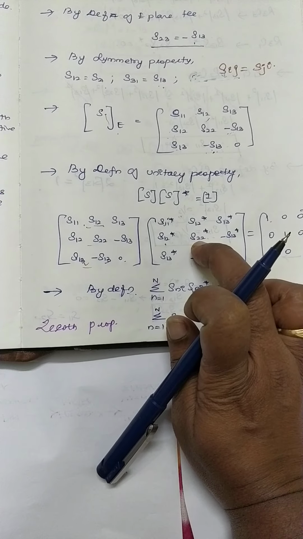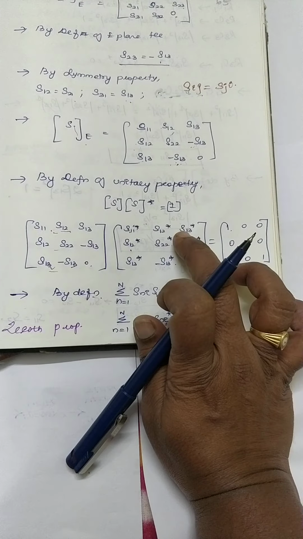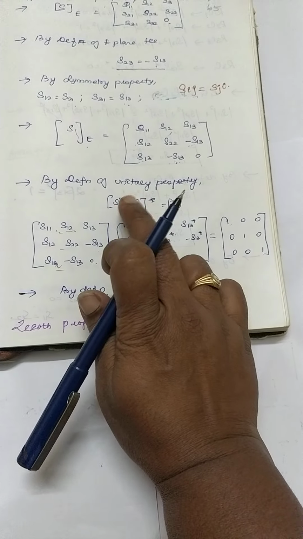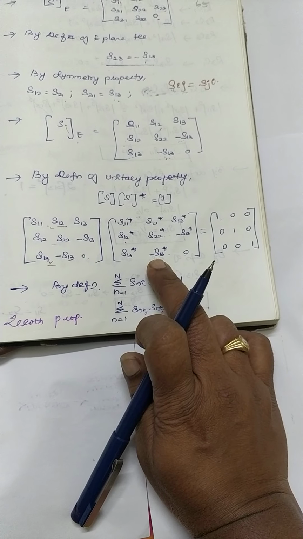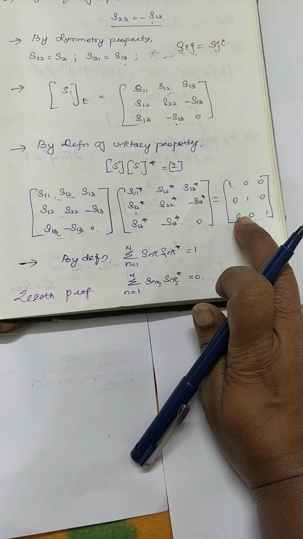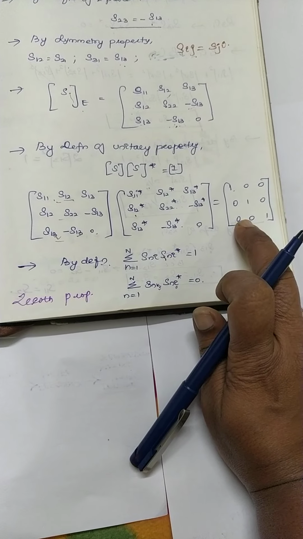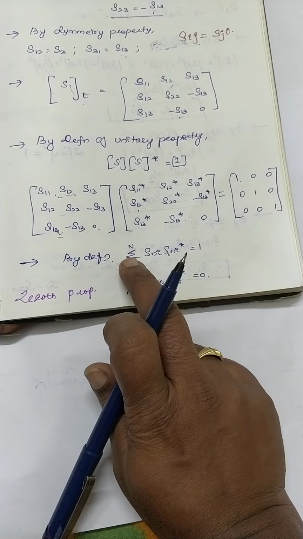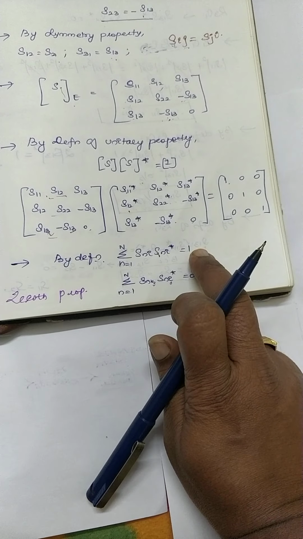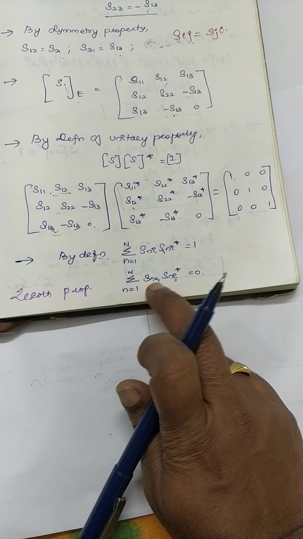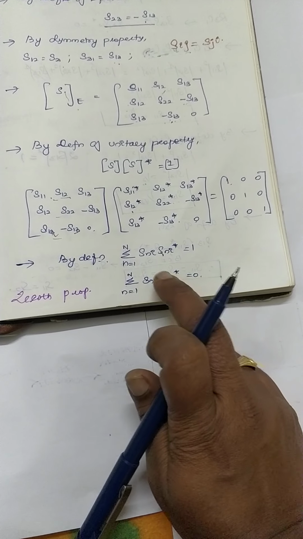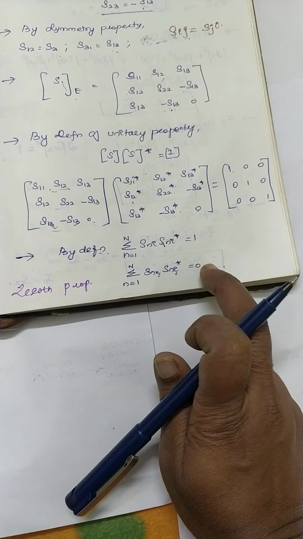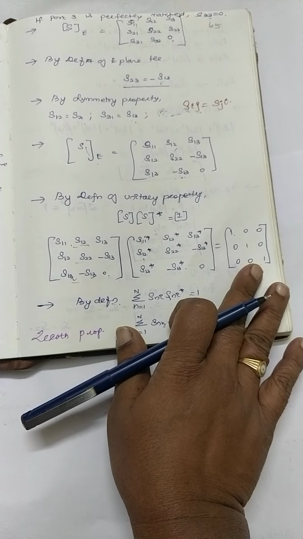Next we'll go on to the unitary property. By definition of the unitary property, S times S conjugate transpose is equal to the identity matrix. So yes, I have written the conjugate of the same matrix. Its transpose, or the identity matrix, is equal to this for a 3-port device. So this is also a property of the S matrix. Summation of Sni Sni conjugate is equal to 1. In the same way, Sni Snk conjugate is equal to 0. Note the difference. I am going to substitute this.